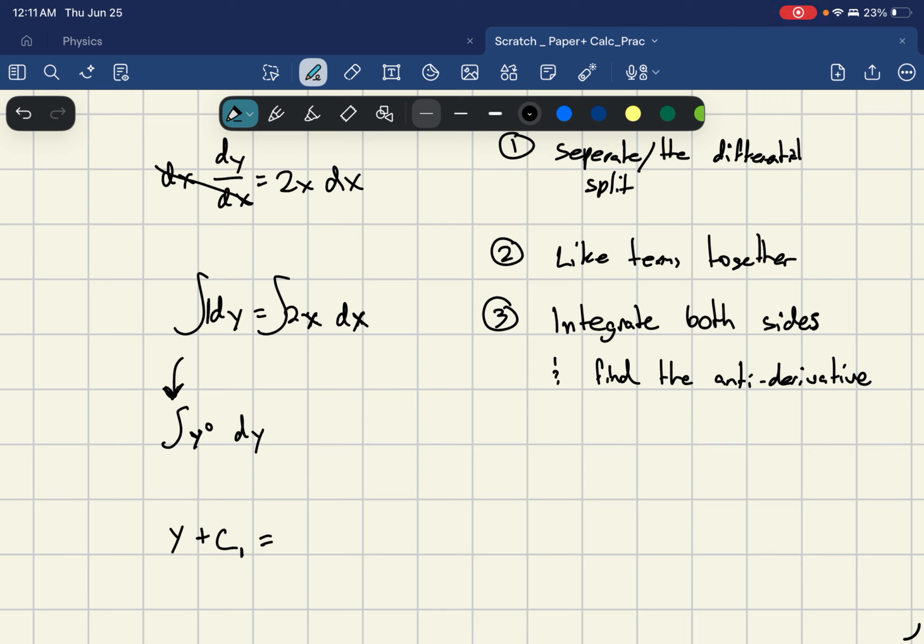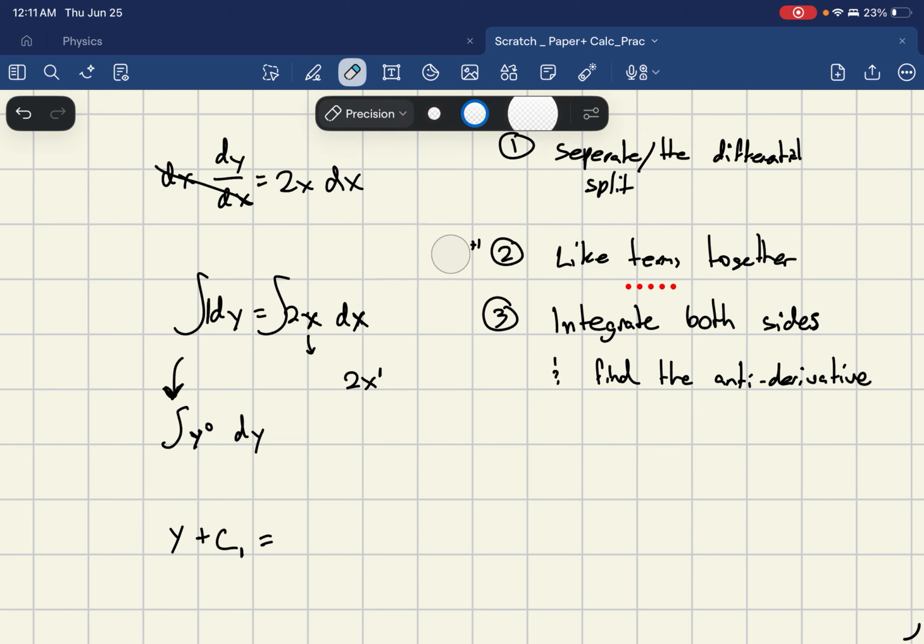Now on this side, we're going to take the antiderivative. What's the antiderivative of 2x? Right now it's 2x to the 1 power. So remember our antiderivative rules: the integral of x to the n dx is equal to, what was it? x to the n plus 1 over n plus 1. Ah, that's the formula, sorry, I just remembered.